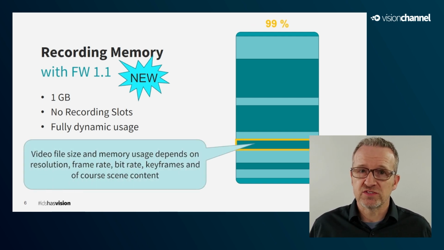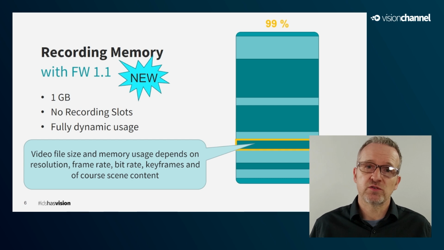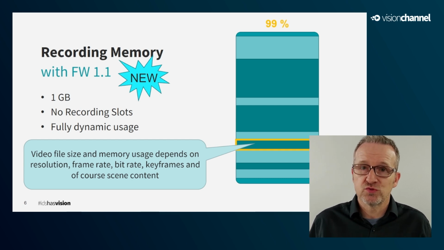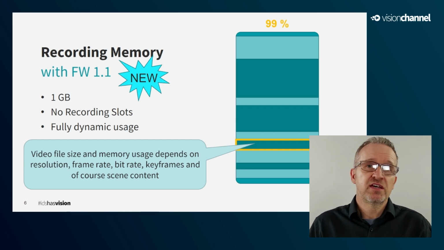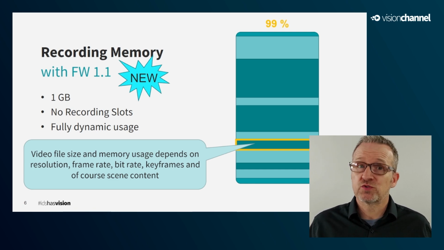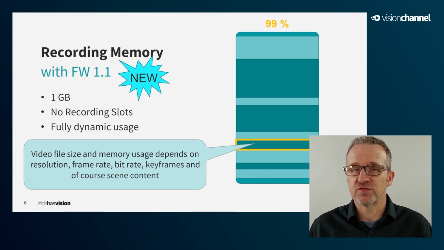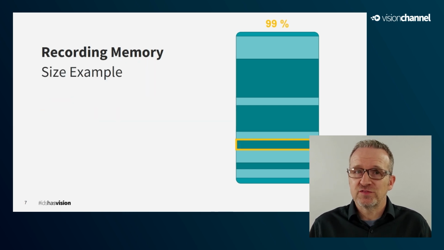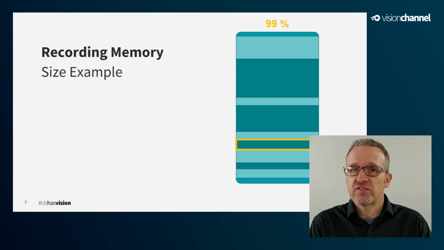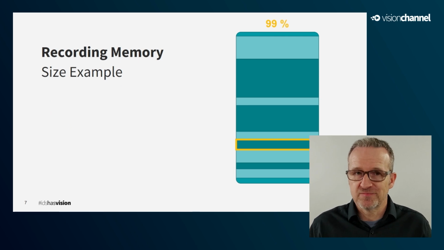The size of the video data and therefore the storage amount is of course dependent on the streaming parameters: resolution, frame rate, bitrate, the frequency of keyframes. Of course, the scene content is also crucial for the compression performance of the encoder. Here are a few examples that we have determined with tests to give you a rough idea.